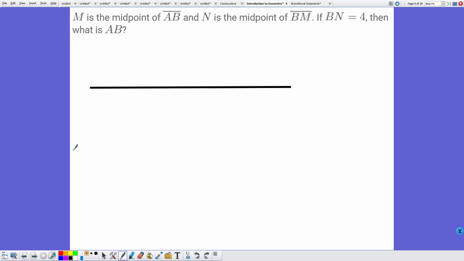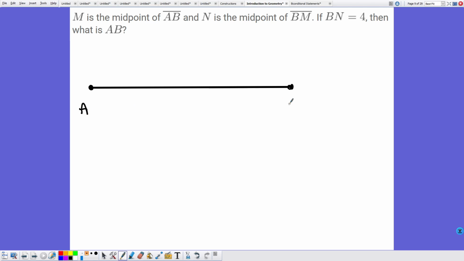So we have M is the midpoint of AB. Okay, so we know wherever M is, it's halfway between A and B. Then we have that N is the midpoint of BM. So N is going to be, again, halfway between B and M. Now, because M is a part of the segment BM, that means that we can infer the two endpoints of this segment are going to be A and B.